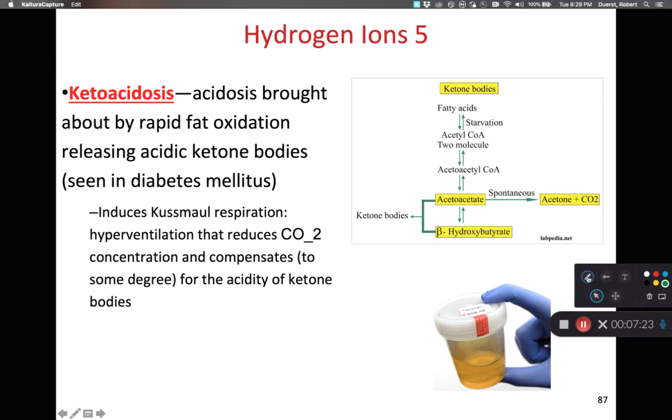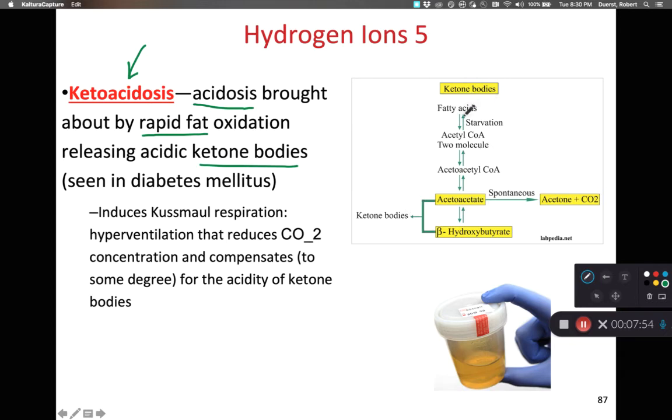We also can have a condition known as ketoacidosis. Ketoacidosis is sometimes referred to as metabolic acidosis as opposed to respiratory acidosis. So during ketoacidosis, we have acidic blood, but this acidic blood is because we're burning through fat very quickly. As we burn through fat quickly, we are going to produce ketone bodies. These ketone bodies are then going to be acidic in nature.